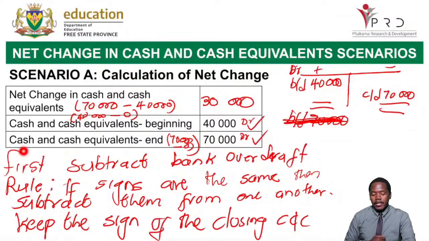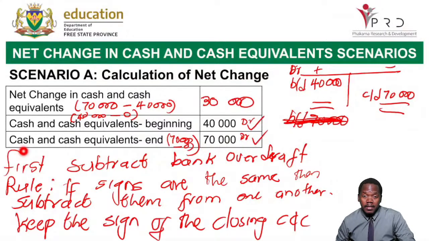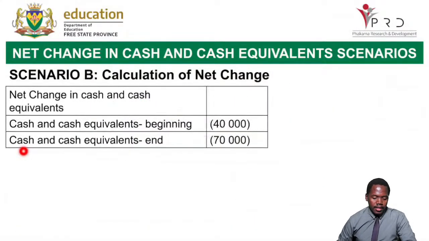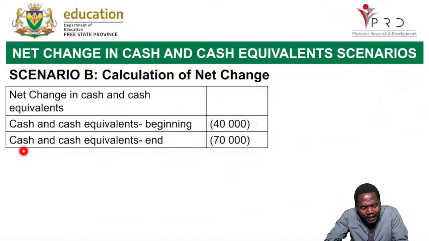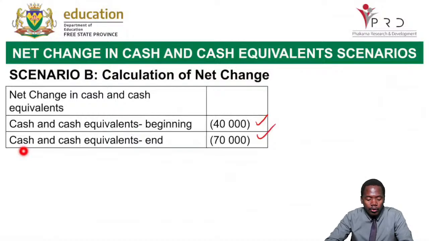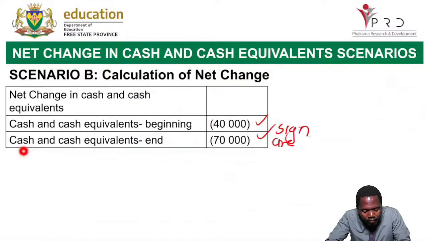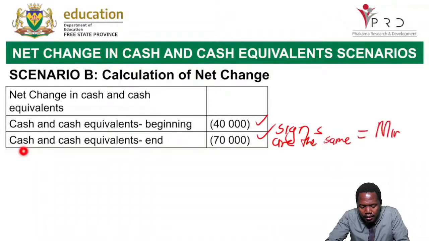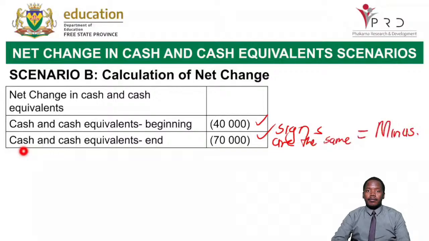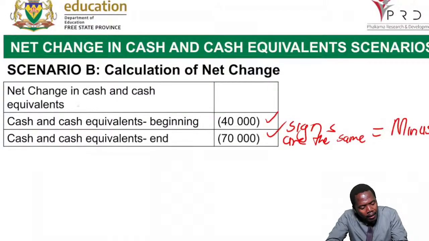Can we now look at scenario number 2, so that we ensure that we did grasp this? Now, scenario number 2, both of them are negative. Both of them are overdraft. What do we see here? Signs are the same. If signs are the same, I do what? I'll have to do what? Minus them from one another. Okay?